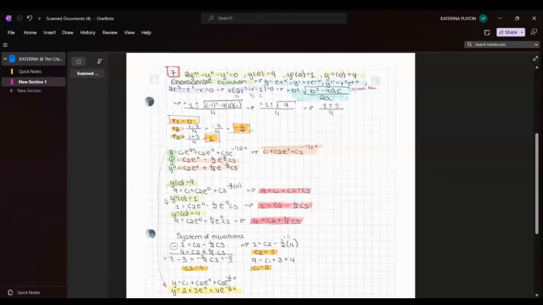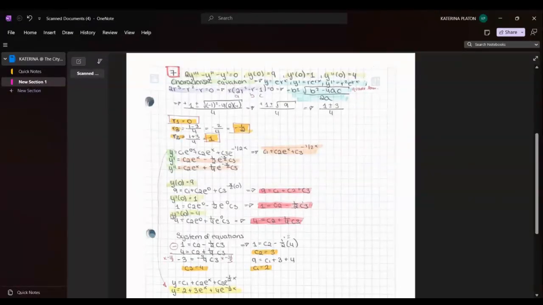And then moving on to the next initial condition, y prime of 0 equals 1. So we use our y prime equation and plug in the numbers. It would equal 1 equals c2 e to the power of 0 minus 1 over 2 e to the power of 0 c3. e to the 0 is 1, so we just have 1 equals c2 minus 1 over 2 c3.